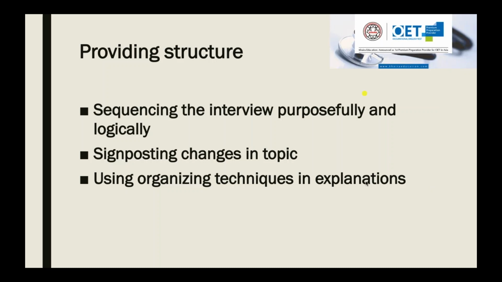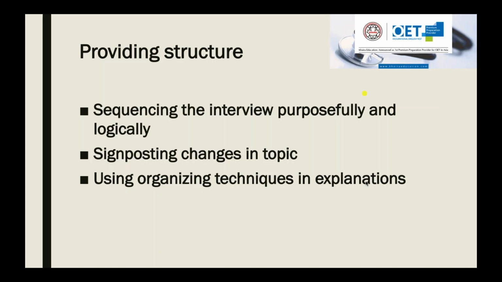And then the third is using organizing techniques in explanations. And there are different organization techniques that you can use. Number one can be categorization. It means talking about the categories or the sequence, how you like your conversation to proceed. For example, let's first talk about your medical history, and then later I'd like to ask some questions about your routine, including your eating and sleeping habits. And following that, I'll talk about the treatment option. So this is an example of categorization.